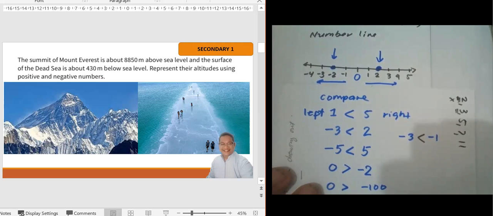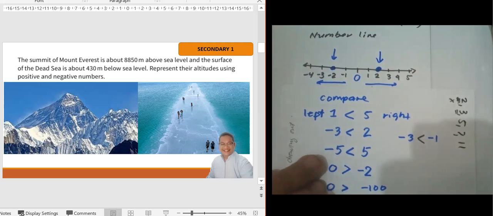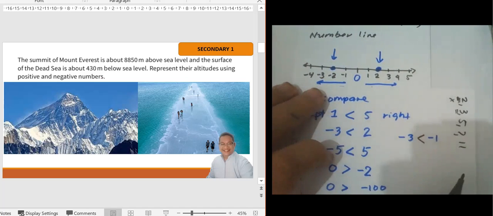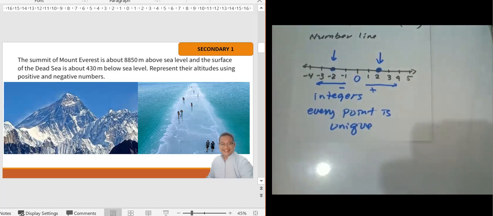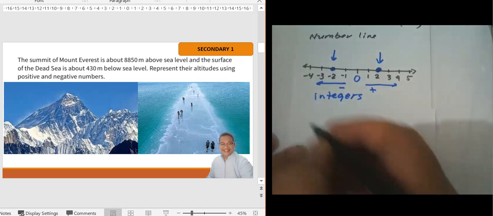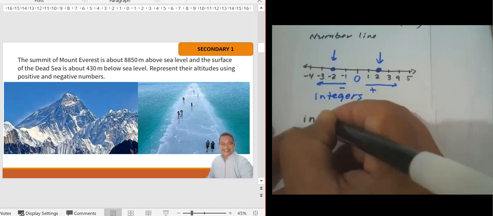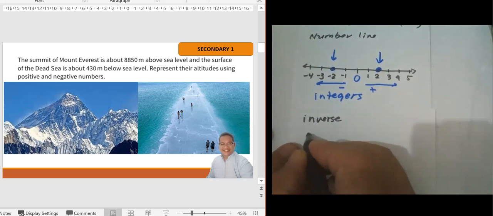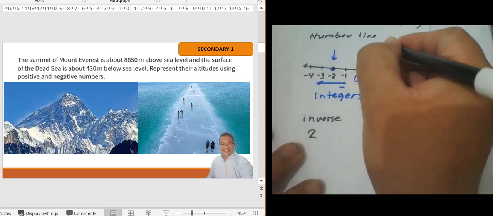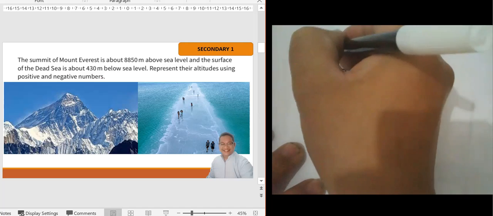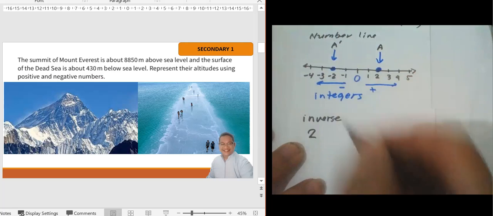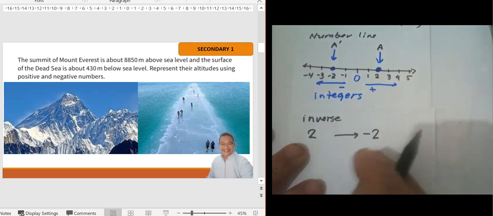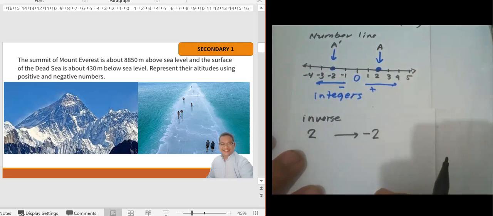Okay? Now, another thing that we're going to look at here is that for every point, there is actually a corresponding inverse. It's not in your book, but I will just insert that one. So for example, the 2, this is point A. This is the inverse of that A. All right? So the inverse of A is -2. They're inverses of each other, right?